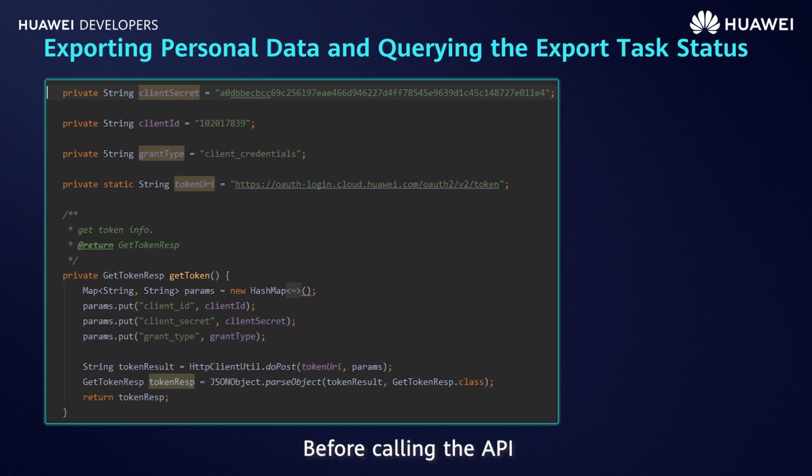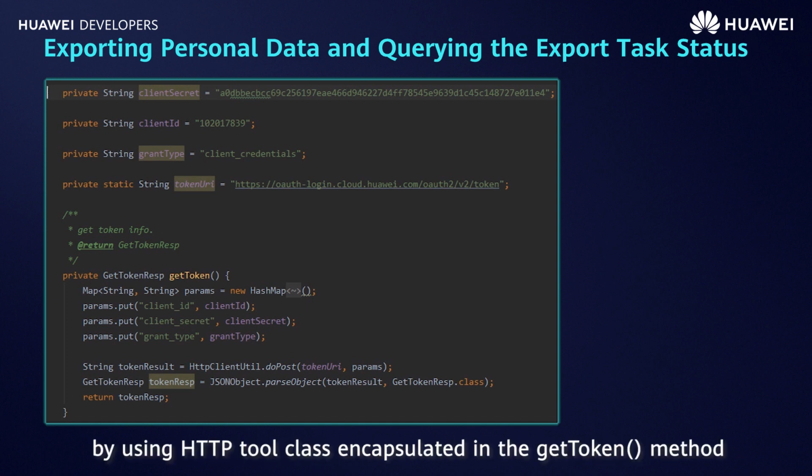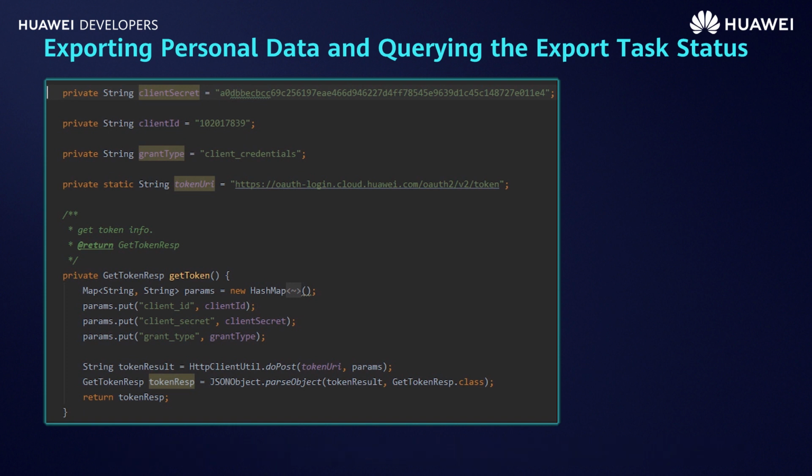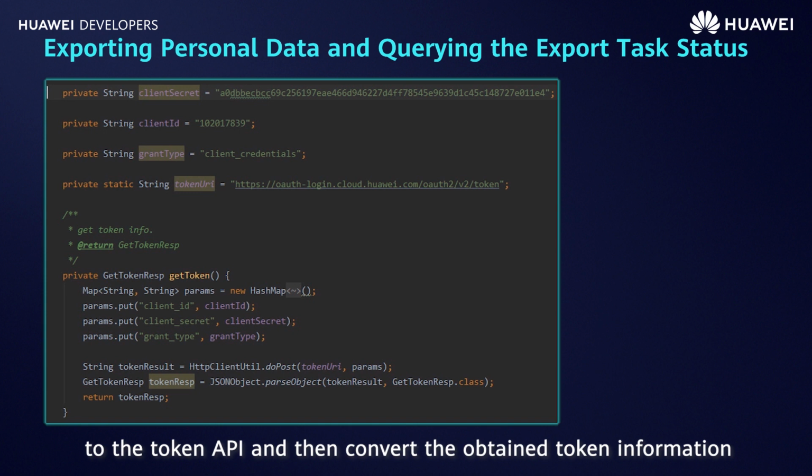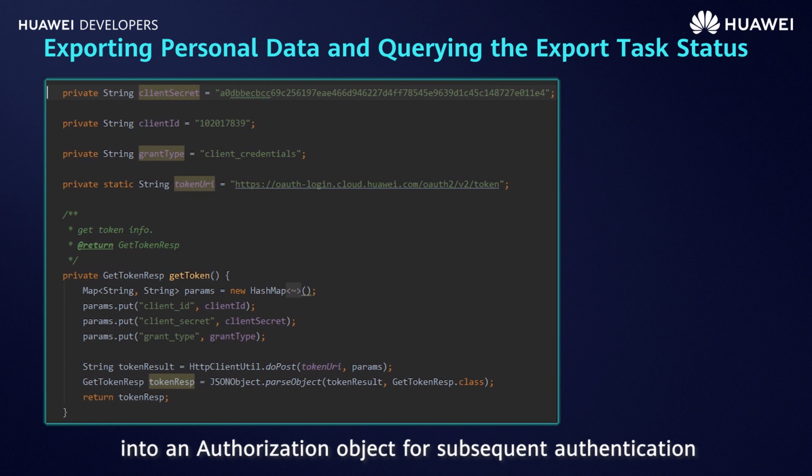Before calling the API, you first need to obtain the authentication token. This can be done by using the HTTP2 class encapsulated in the getToken method to send a POST request to the token API and then convert the obtained token information into an authorization object for subsequent authentication.